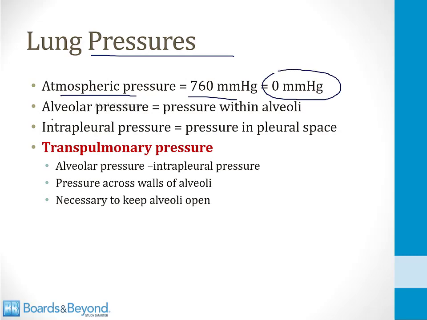So the first important pressure is the alveolar pressure. This is the pressure within the alveoli, as the name implies. The second important pressure is the intrapleural pressure. This is the pressure in the pleural space. The pleural space is the space between the lungs and the chest wall. And then the third important pressure, which is probably the most important one, is the transpulmonary pressure. This is the difference between the alveolar pressure and the intrapleural pressure. I'll show you some numbers about this in just a minute.